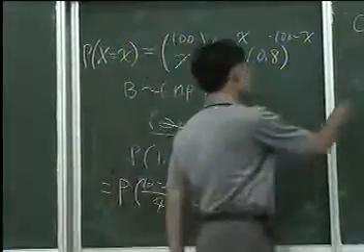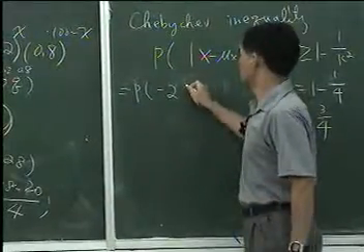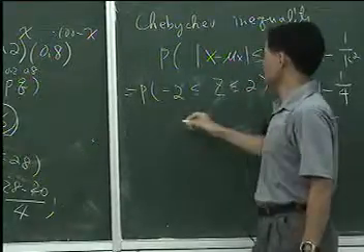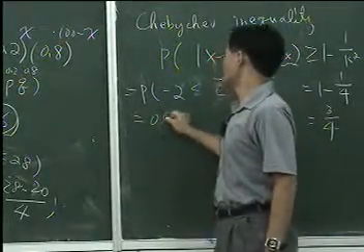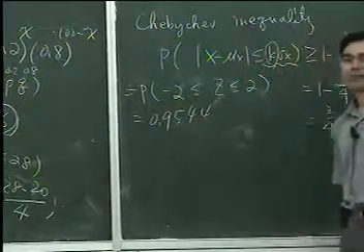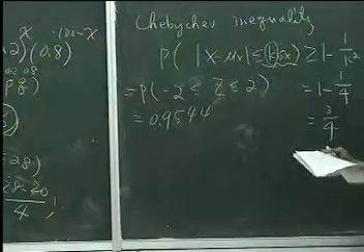So what do you get? You get the probability of -2 <= z <= 2. So it will be equal to 0.9544. Okay? Any questions? Any questions?